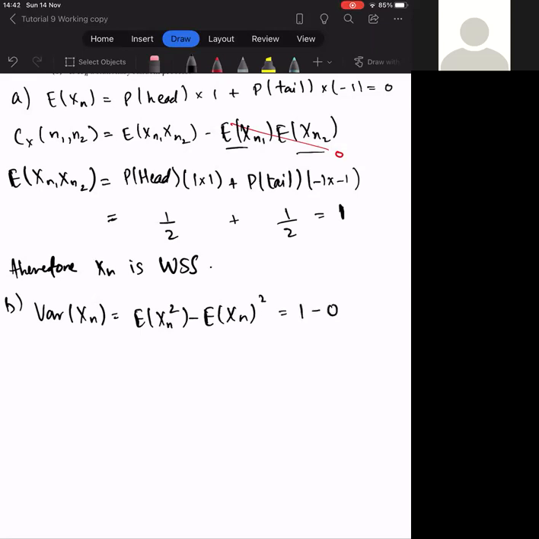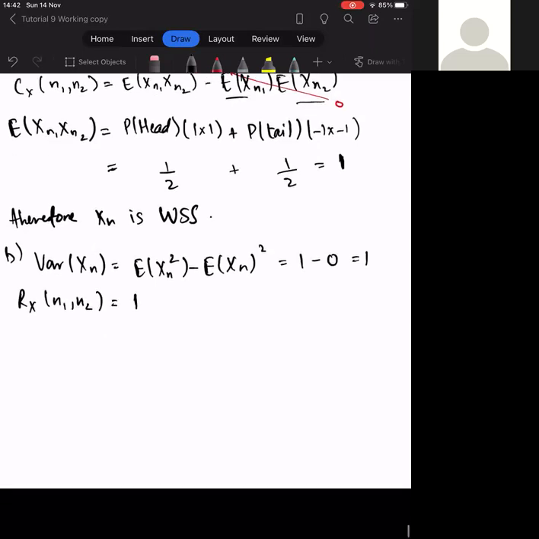1 minus 0 हो जाएगा ये. Weight of 1. ऊपर से हमें पता है कि this will also, यहाँ देख भी सकते हैं, this will also equal 1.